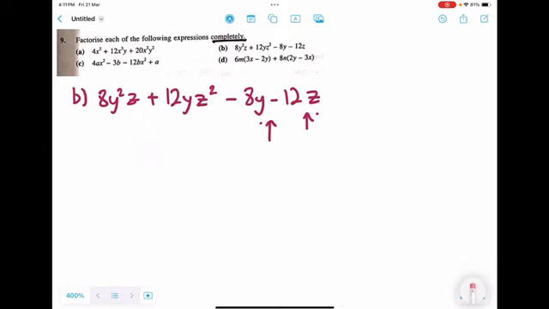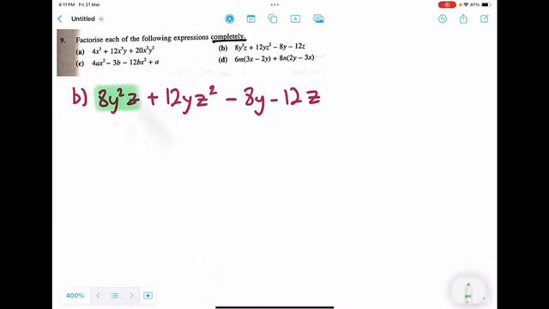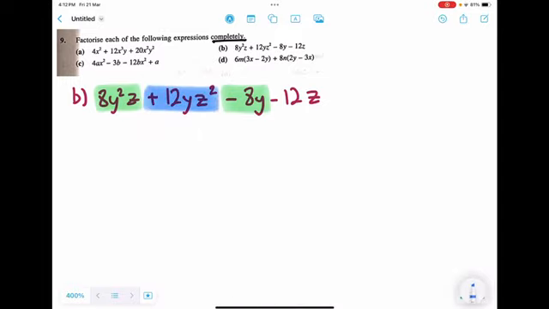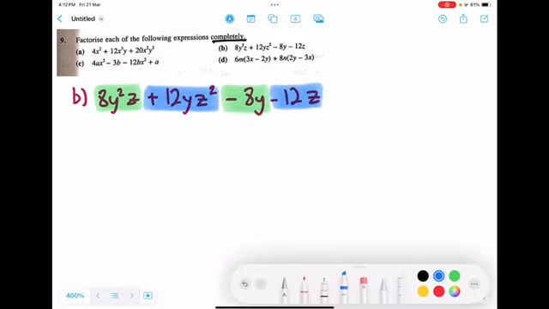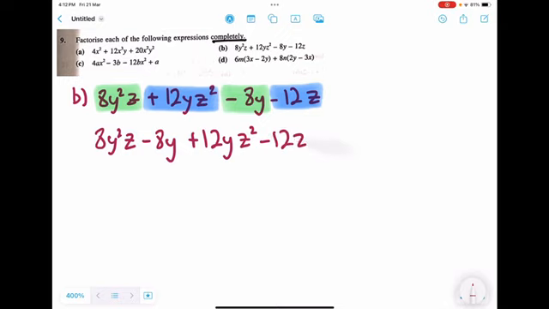So now, looking at this, what I want to do is to break them up. I am going to pair 8y squared z together with negative 8y and positive 12yz squared with negative 12z. When we do this, let's rearrange them. What I have is 8y squared z minus 8y followed by positive 12yz squared minus 12z. Now that I rearranged them, I want to split them into 2 parts as such, and I'm going to factorize out of each part one at a time.